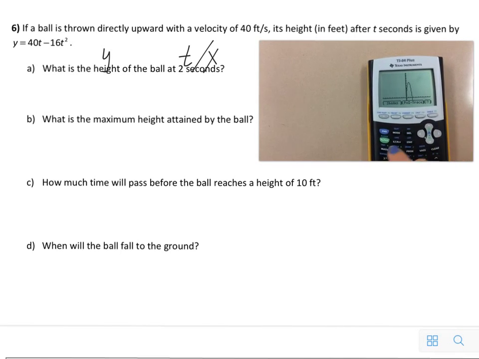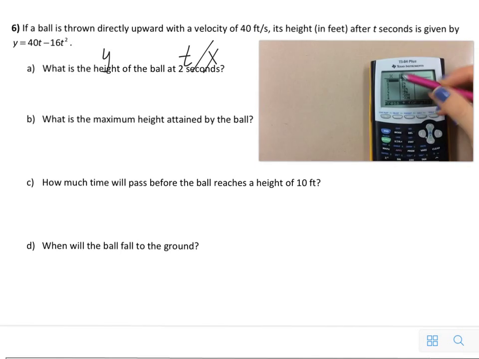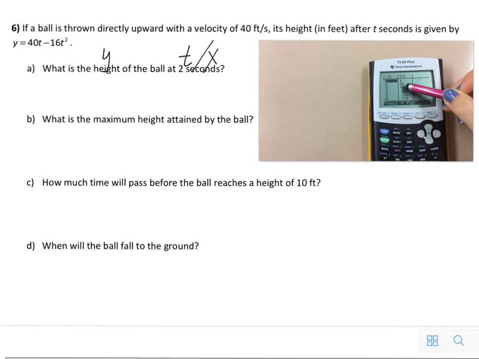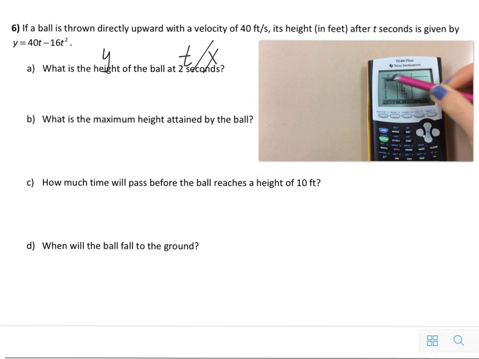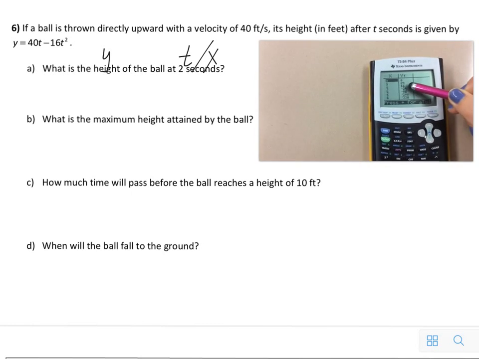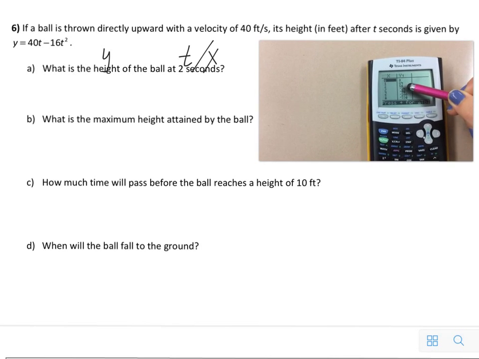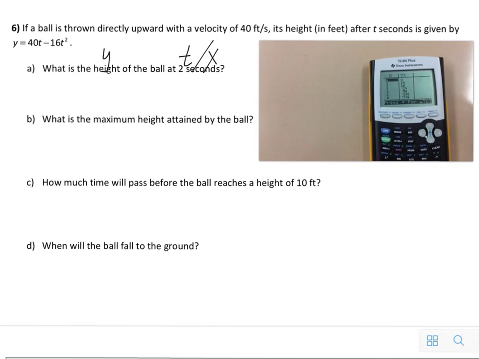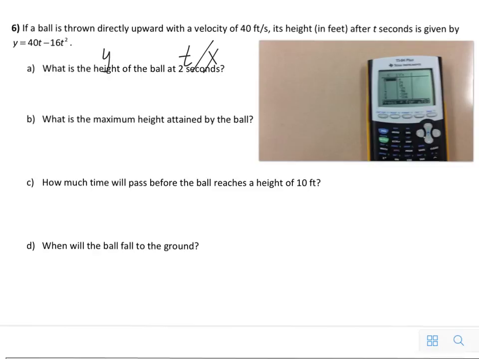So what we're going to do is take a look at the table for the first part, because whenever we have an x value that we're plugging in, we can see our y value. So in this case, at 2 seconds, our height, our y value, is 16 feet. So we get our height is 16 feet.